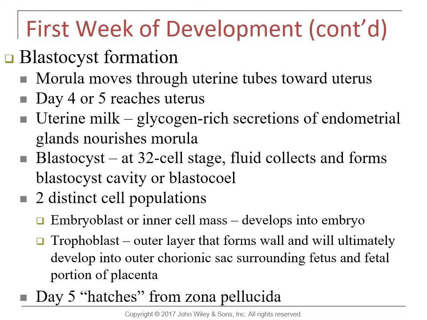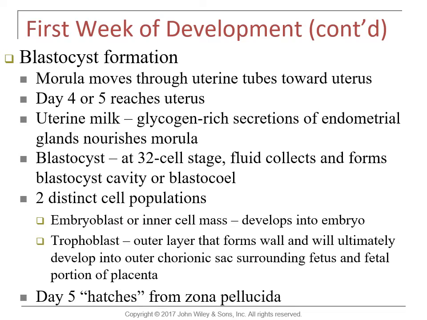We have the embryoblast and the trophoblast. The embryoblast, or the inner cell mass, is located internally and eventually develops into the embryo. The other one is the trophoblast. The trophoblast is the outer superficial layer of cells that forms the sphere-like wall of the blastocyst. It will ultimately develop into the outer chorionic sac that surrounds the fetus and the fetal portion of the placenta, the site of exchange of nutrients and wastes between the mother and the fetus.